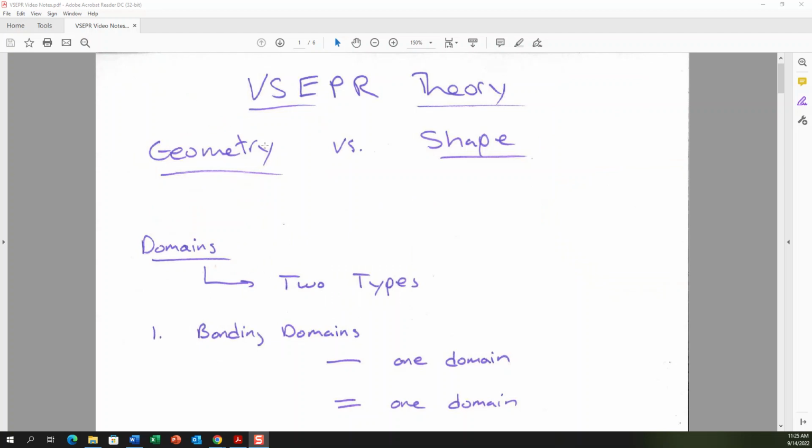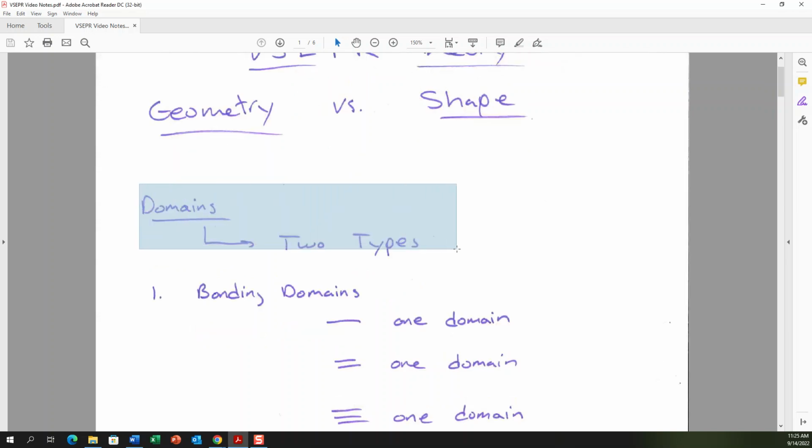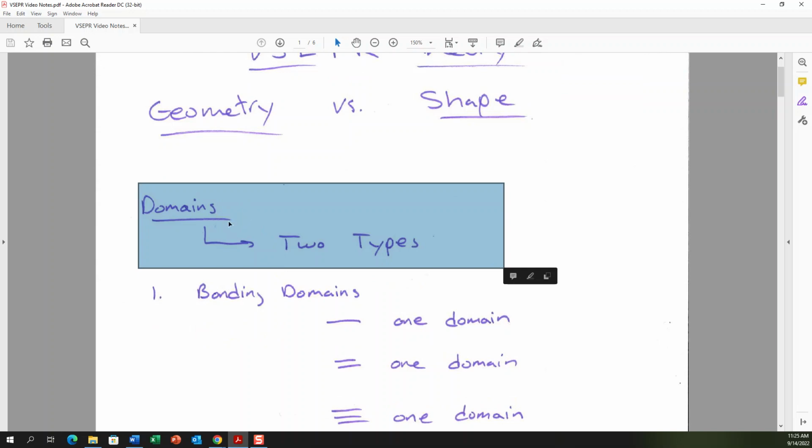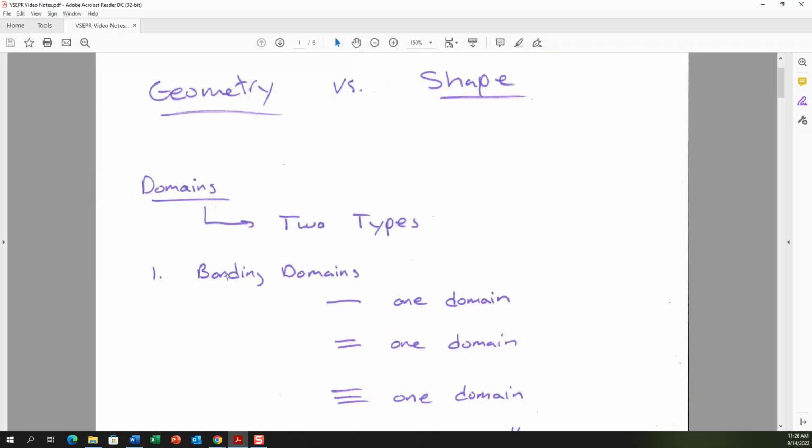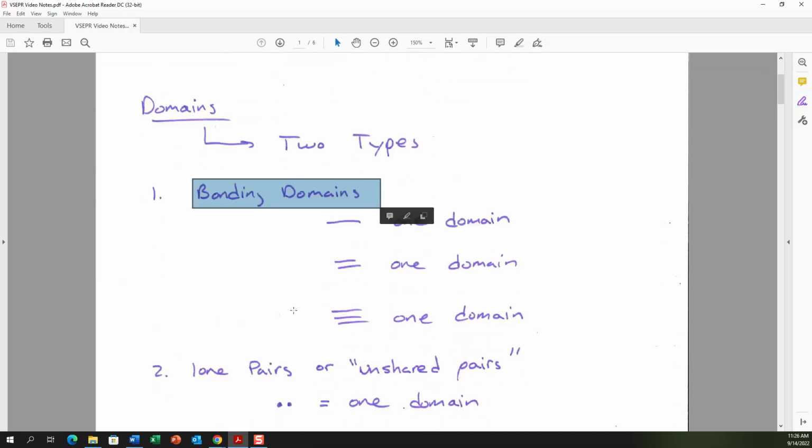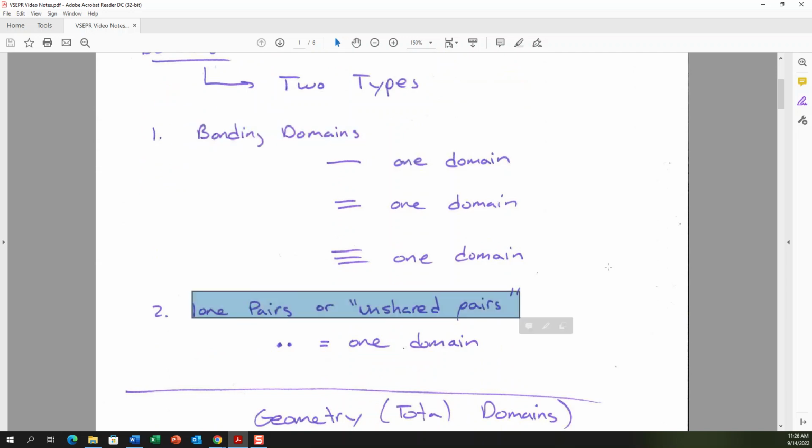Geometry is the more broad term, and within each geometry, we have different shapes. The same geometry can have different shapes, and it all depends on the number and types of domains you have. So let's define a domain. If I'm trying to figure out the geometry or the shape of something, I'm picking out a central atom, the middle atom of the molecule, and I'm looking at what's around it. How many electron domains are there? There are two types of electron domains: bonding domains, and lone pair domains, or unshared pairs.